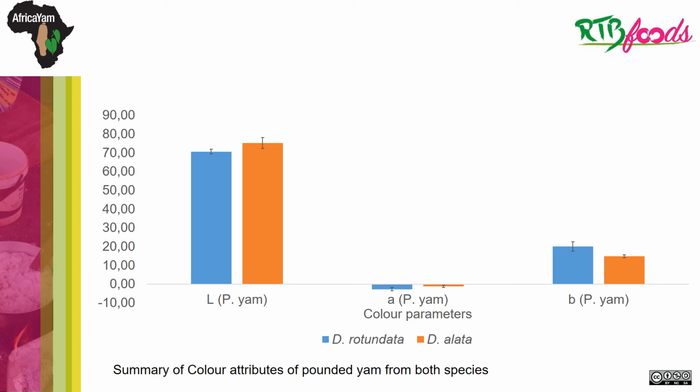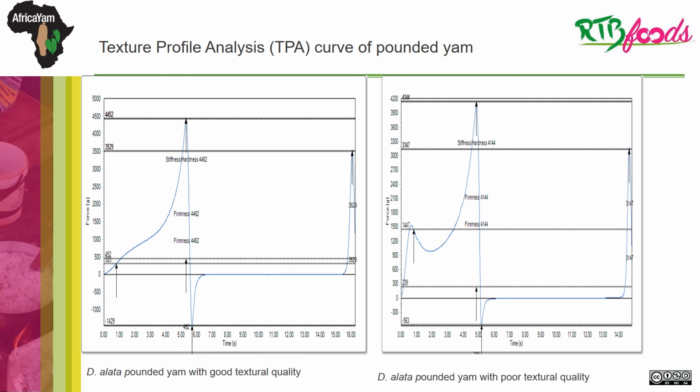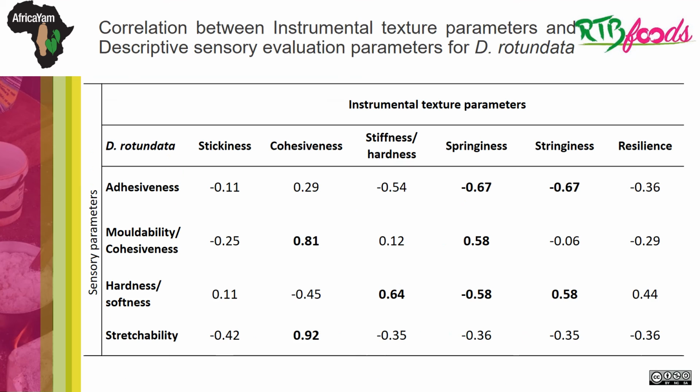And then the summary of the color of the pounded yam is seen here. We have explained that before. And then we did the texture profile analysis using an instrumental method, using a texturometer, and we were able to get the profile of pounded yam with good textural quality and that of the one with poor textural quality. We can see that the one with good textural quality was almost smooth, but the one with poor textural quality had shoulders. We can also see the D. alata pounded yam with good textural quality, and the D. alata pounded yam with poor textural quality with shoulders.